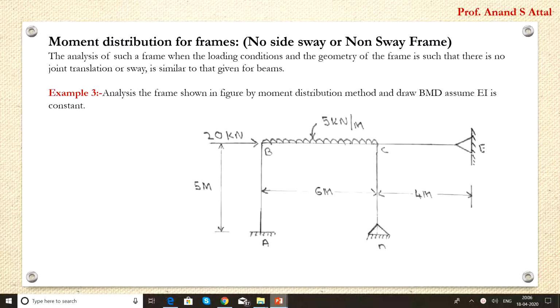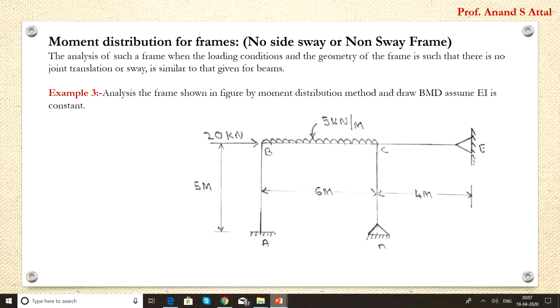The analysis of such a frame, when the loading conditions and the geometry of the frame are such that there is no joint translation, that is, no horizontal sway, is similar to that given for the beams. So example number 3: analyse the frame shown in the figure by the moment distribution method. Draw the BMD assuming EI is constant.